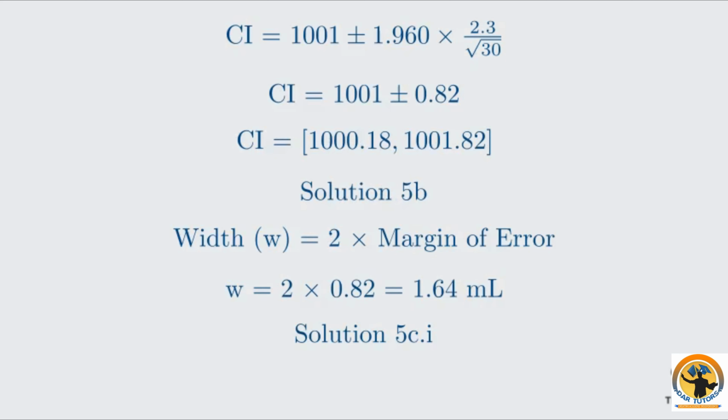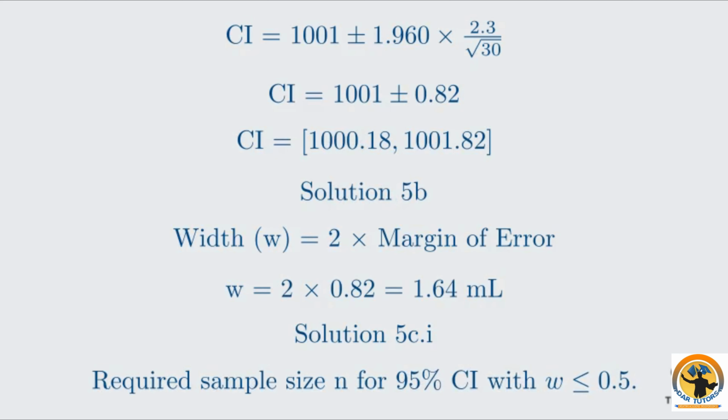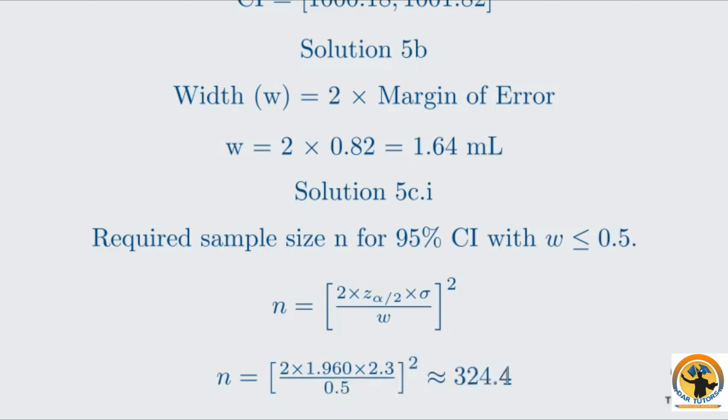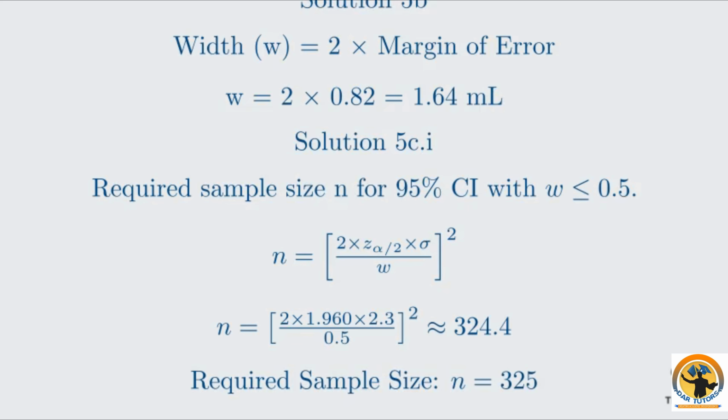For part C, we need to find the sample size required for a 95% confidence interval with a width less than or equal to 0.5 milliliters. We use the sample size formula n equals the square of 2 times 1.960 times 2.3 divided by 0.5. This calculates to approximately 324.4. Rounding up, a sample size of 325 bottles is required.